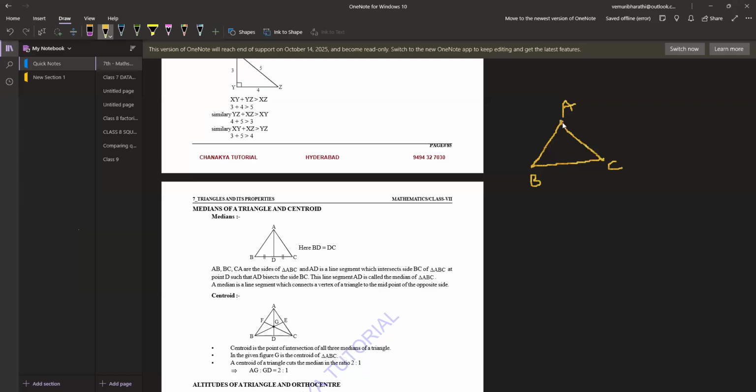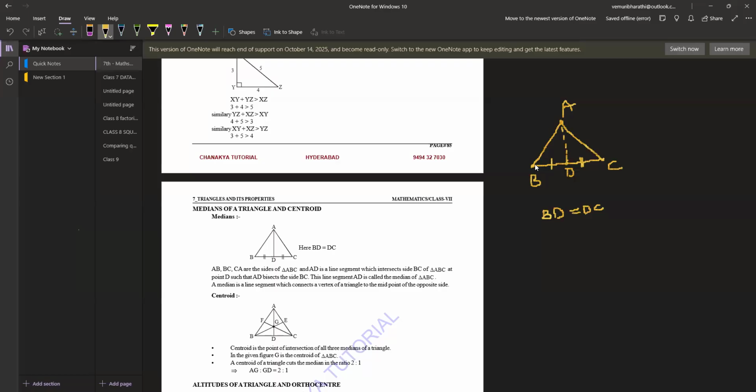Median from vertex A: if I construct the line segment, this line segment should divide the opposite side into two equal parts. Suppose the meeting point is D, so BD length is the same as DC length. That is, D is the midpoint of BC.